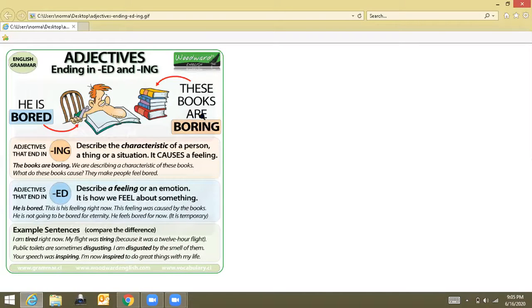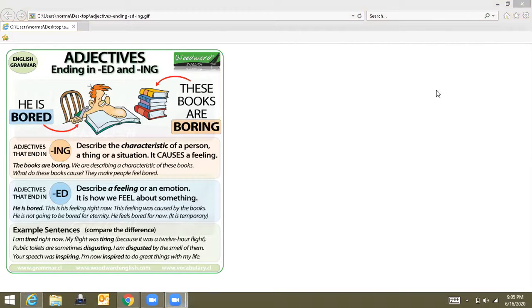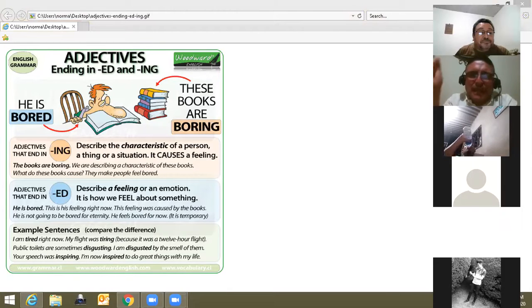So yesterday we were discussing how ing is responsible for ed. The books are boring. They're really boring. So when you read them or they ask you to do whatever exercise, the person using these boring books will be bored. So once again, ing is responsible to provoke ed. If the adjective finishes in ing, that indicates that it will provoke something. And that result is going to come with the ed. Are there any questions? Our first exercise today is related with this. Any questions about the difference between the ing and the ed in adjectives?